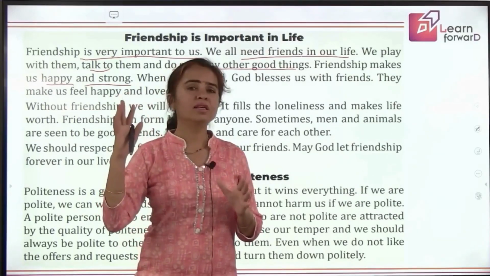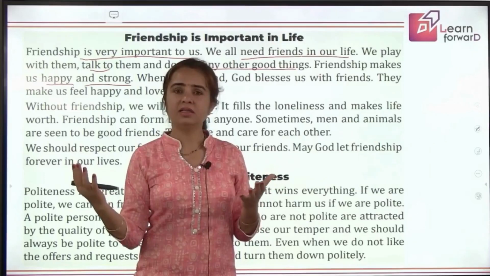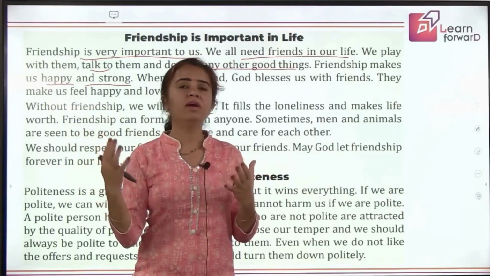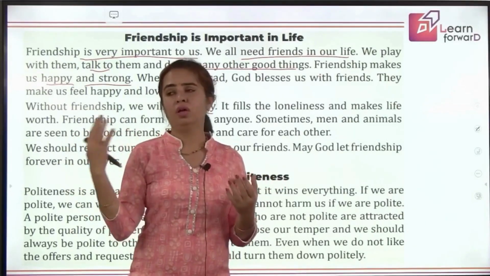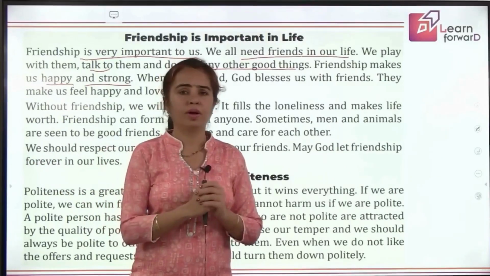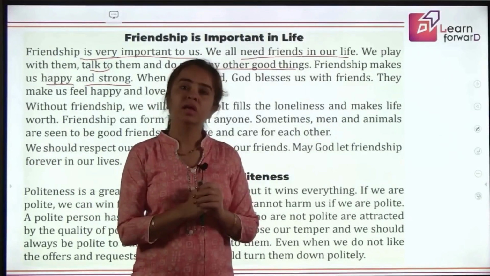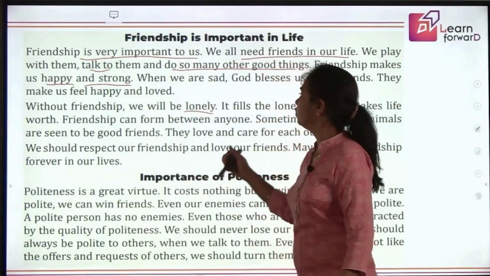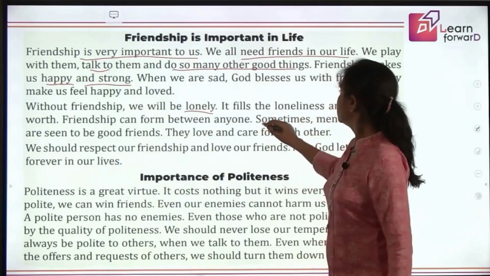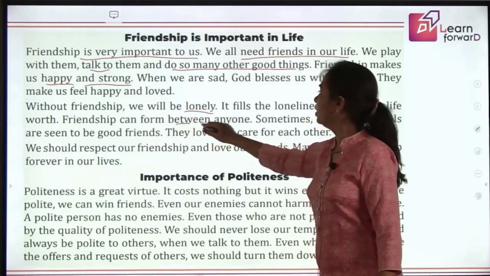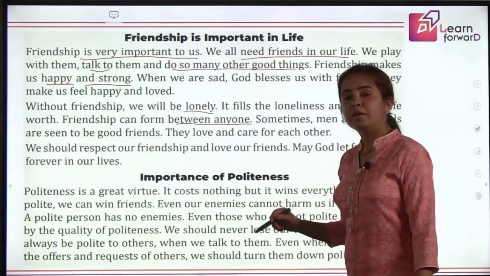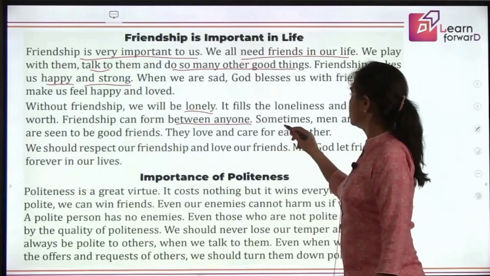What you ask is the name, isn't it? So when you just mingle up, you never ask what's your religion. Oh, if it is, I'm not going to talk to you, I'm not going to be friends with you. So nothing matters in friendship. It fills the loneliness, and friendship can form between anyone. That means irrespective of caste or religion.